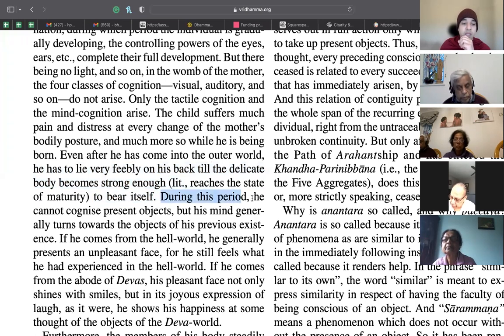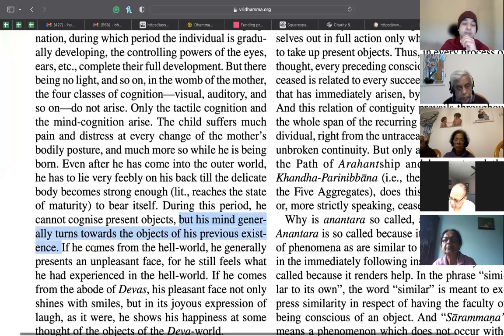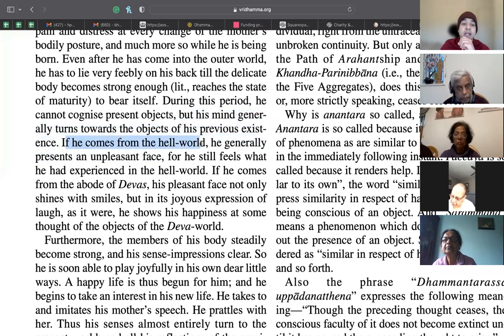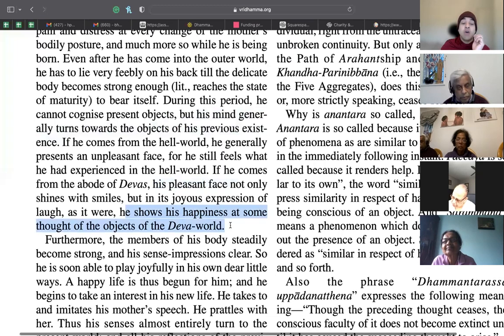During this period, he cannot cognize present objects, but his mind generally turns towards the objects of his previous existence. If he comes from a hell world, he generally presents an unpleasant face, for he still feels what he has experienced in the hell world. If he comes from the abode of Devas, his pleasant face not only shines with smiles, but its joyous expression is like laughter, as it were. He shows his happiness at some thought of the object of the Deva world.